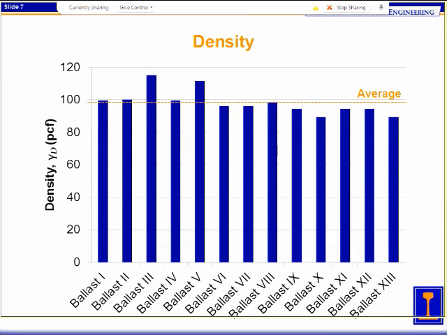You can kind of see it's similar. Our lowest there is around, I think, 89 pounds per cubic foot. Highest is up around 115 or so.